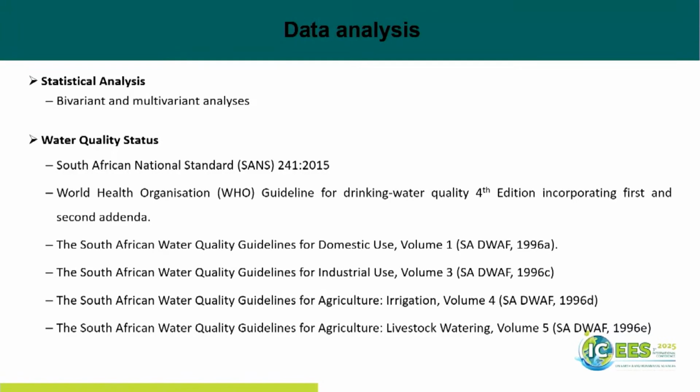The data that we got from the laboratory, we analyzed using bivariate and multivariate statistical analysis. For our water quality data, there are various guidelines in South Africa that we normally use to assess our water quality. We use the South African national guidelines, which is SANS, and the World Health Organization guidelines, as well as the South African guidelines for domestic use, agricultural irrigation, and also livestock farming.